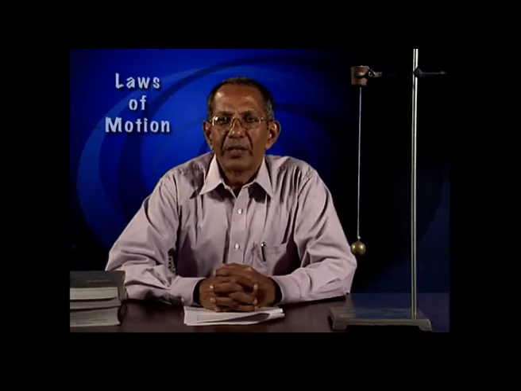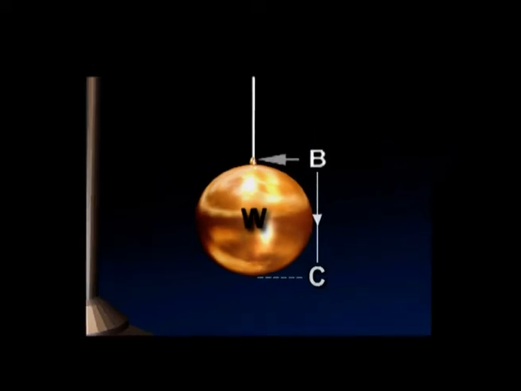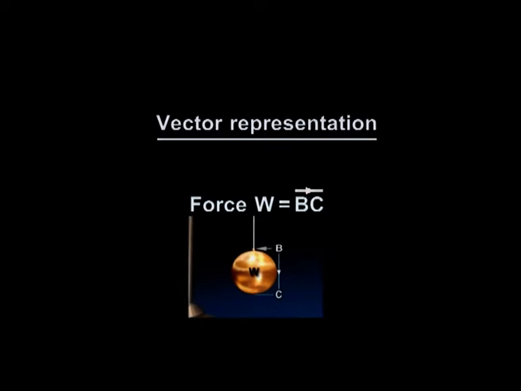Force is a vector quantity, for it possesses both magnitude and direction. In our example, the straight line segment BC represents the vector. This segment has the magnitude of the force represented by W and the direction of the force indicated by an arrow on the line segment BC. This implies that a certain amount of force is acting from B towards C.